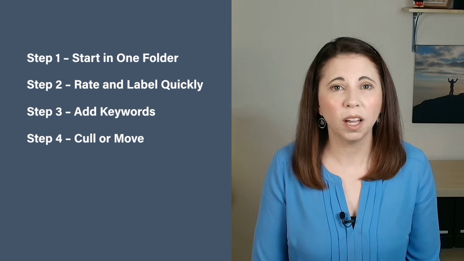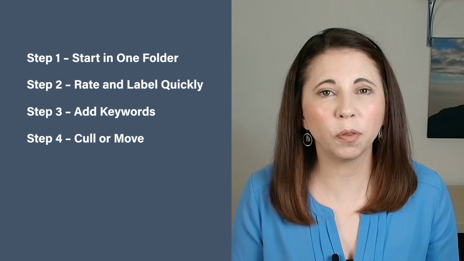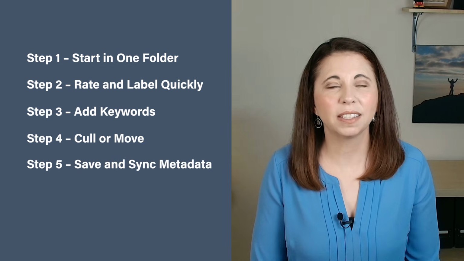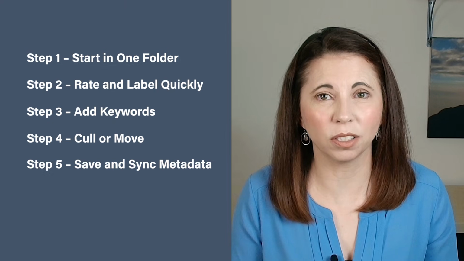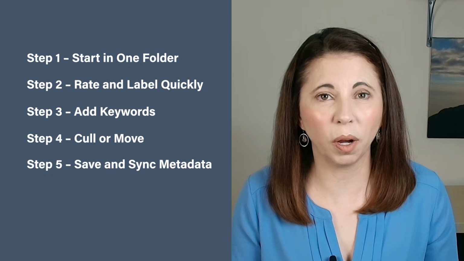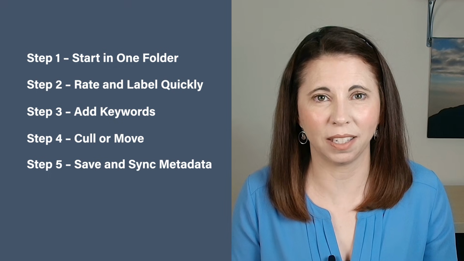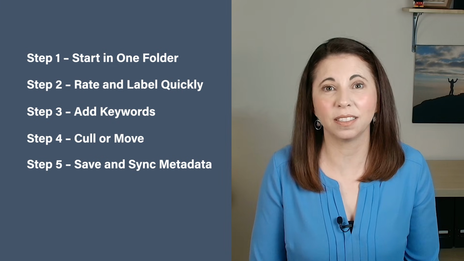Use the filter bar to show unrated or low rated photos. Delete them or move them to a review later folder if you're unsure. Step 5, save and sync metadata. Go to the metadata area and update files to catalog to save all of your work, ratings, labels, and keywords directly into the photo metadata. That way, if you open your library in another tool later, everything stays intact.